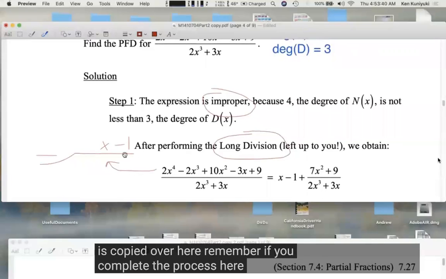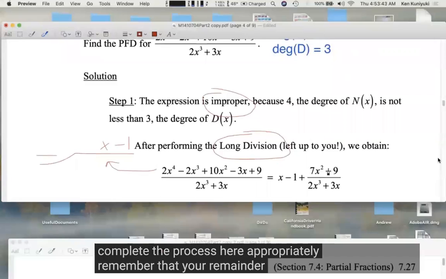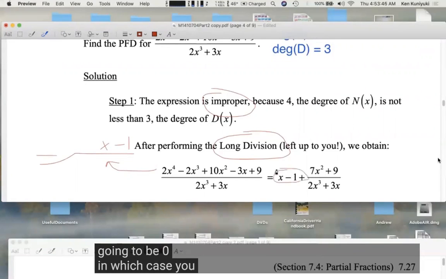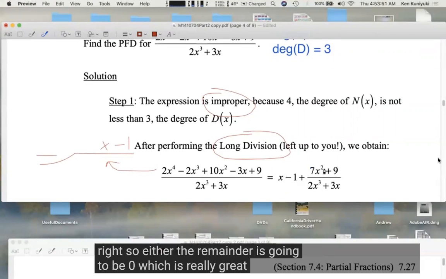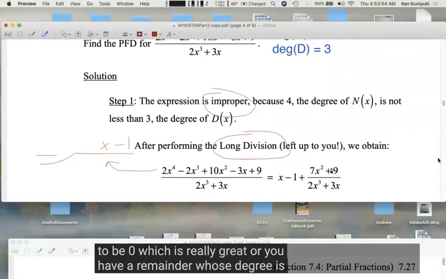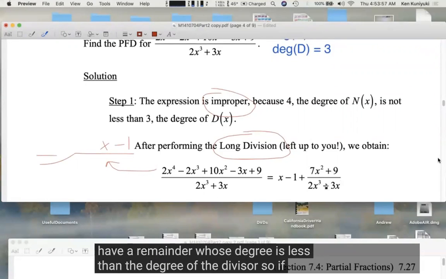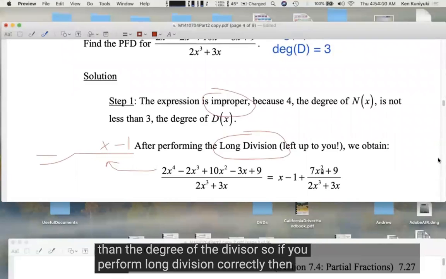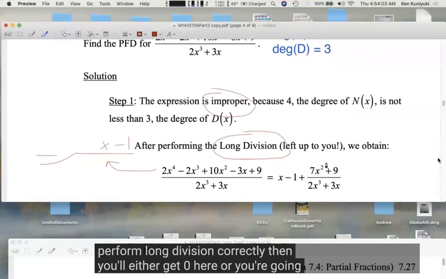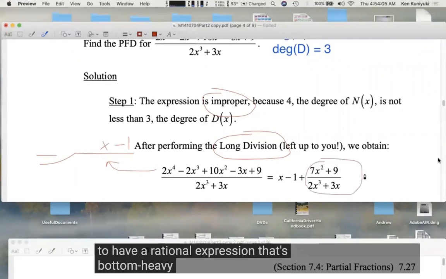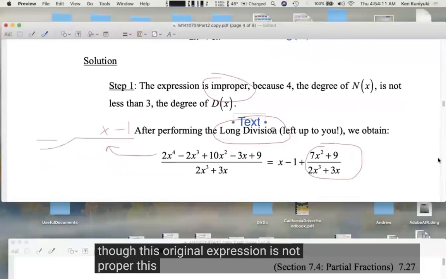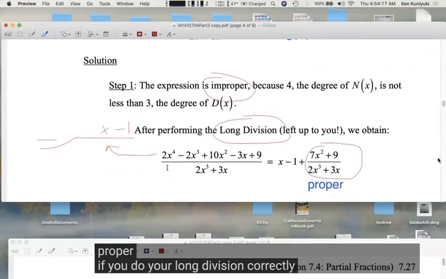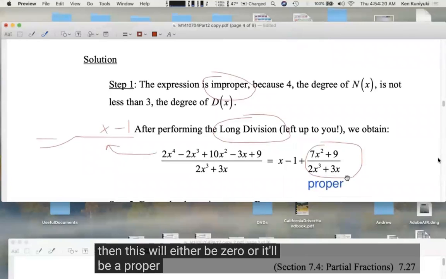Remember, if you complete the process appropriately, your remainder is either going to be 0, in which case you just have a polynomial, which is really great, or you have a remainder whose degree is less than the degree of the divisor. So if you perform long division correctly, then you'll either get 0 here, or you're going to have a rational expression that's bottom heavy, that's proper. Even though this original expression is not proper, this expression over here is proper.